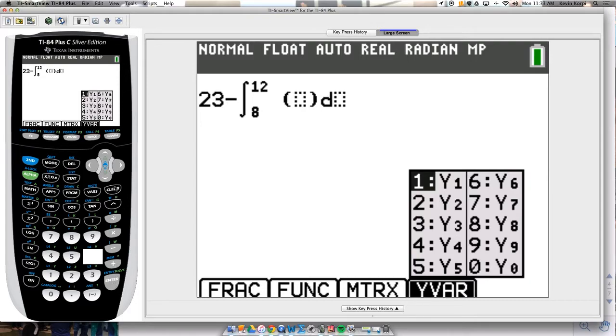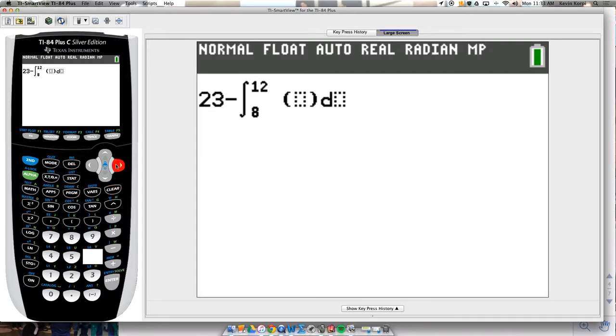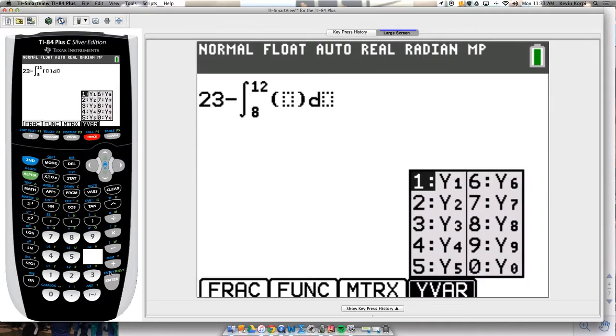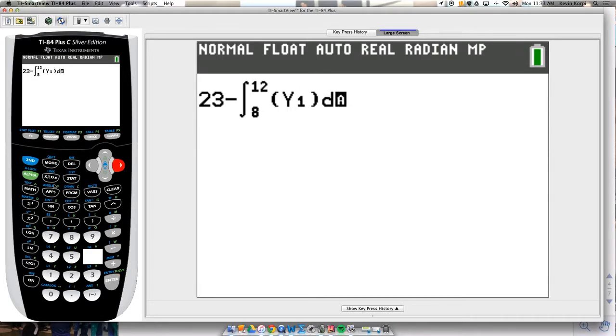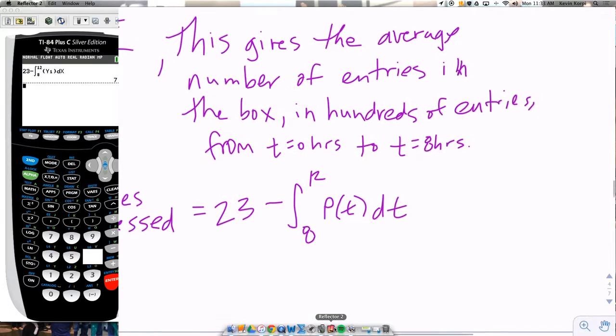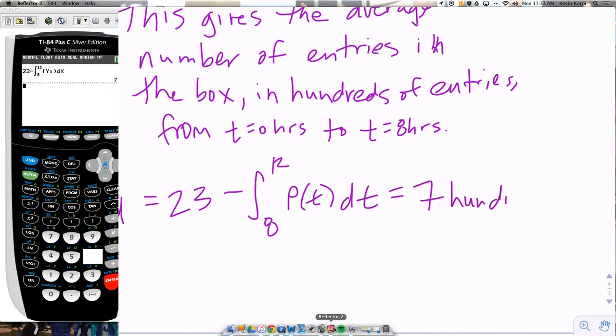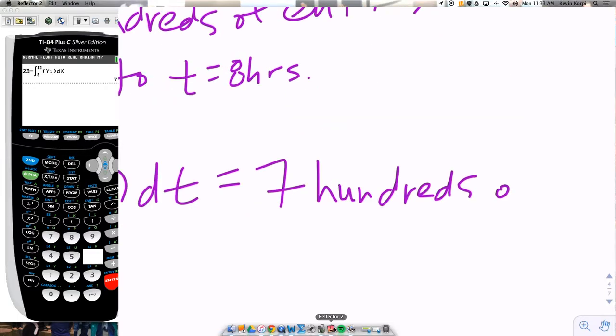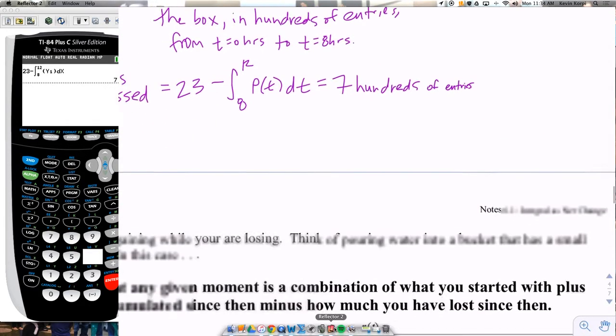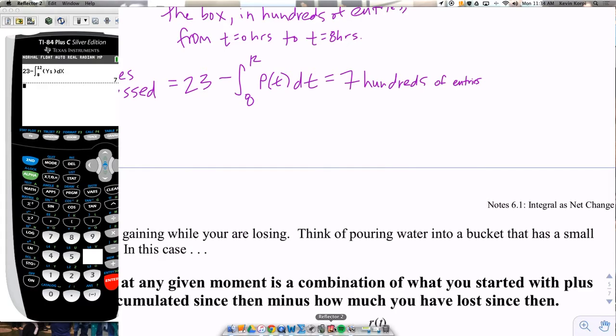Oh, I'm not in the box. Okay, thank you. Oh yeah, good catch. Think inside the box sometimes. DX. Yeah, so before you hit enter, just make sure it's typed in correctly. And there you go. 7! Whoa! This is a nice number. So, 7, what are the units? Hundreds of entries. Not just 7, but 700. That's quite a few still. They might have to come back tomorrow morning.